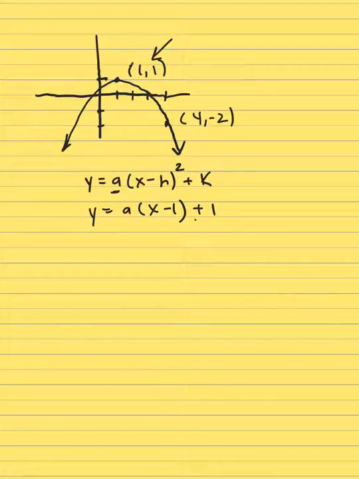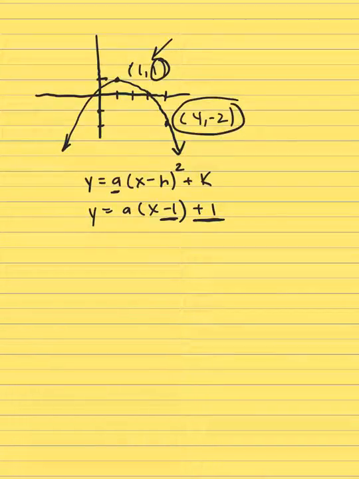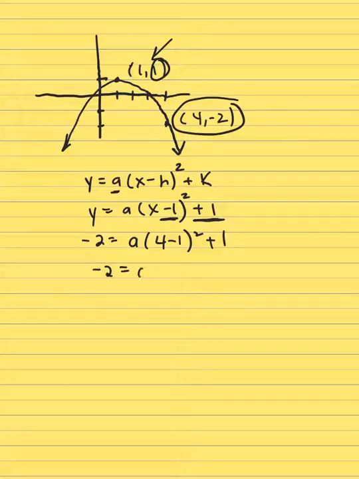The y value is always whatever the y value is here, and it's the opposite sign here. And what we need to find is the value a. Well, they gave us this ordered pair (4, -2). So plug in -2 for y and 4 for x, I forgot the square, plus 1, and solve for a.